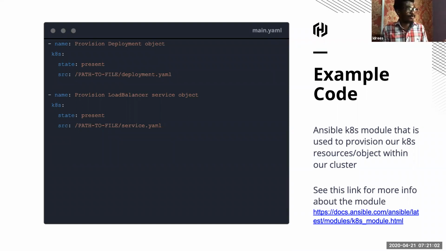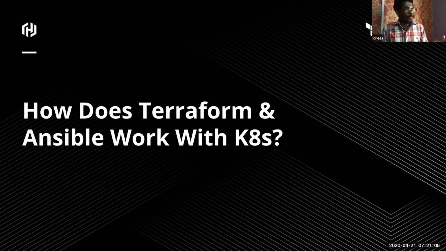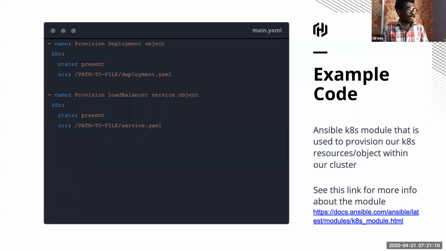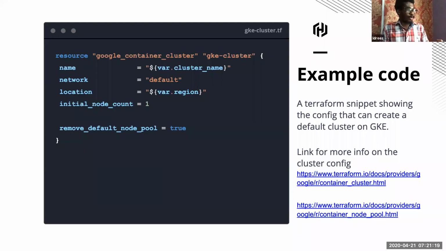An example code of how Terraform works with Ansible and Kubernetes is something like this. This is an example code of Ansible. But before I speak about this, let me talk about example code for Terraform first.